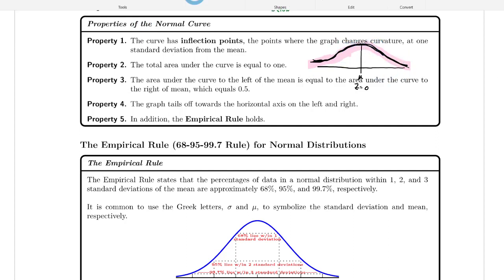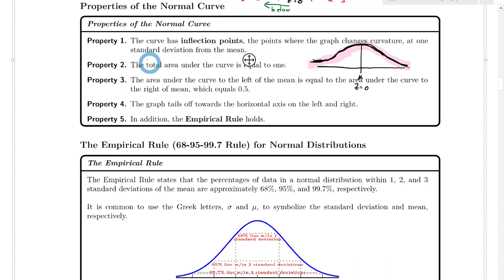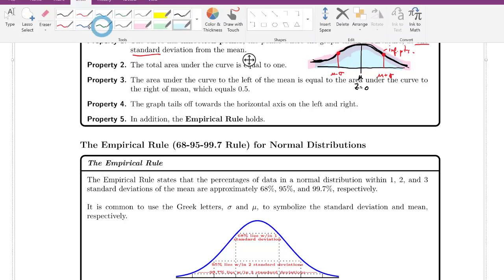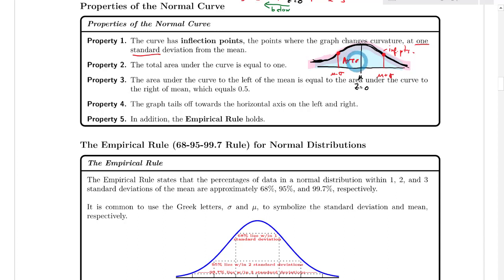These points where it changes are actually one standard deviation from the mean. So here, this is one standard deviation from the mean. Those are the inflection points. Then the total area under the curve, we know this from the previous chapters, is 1.